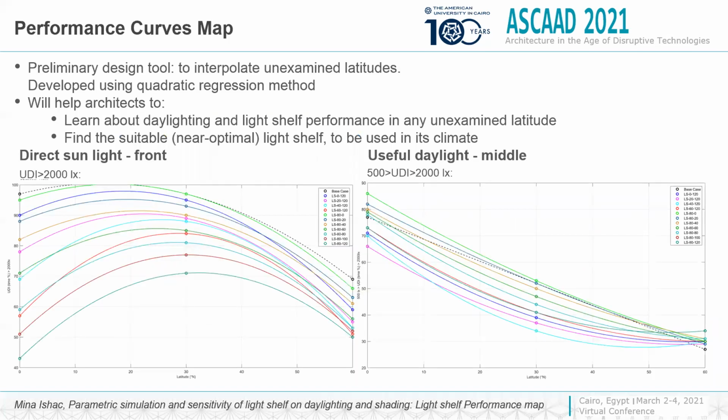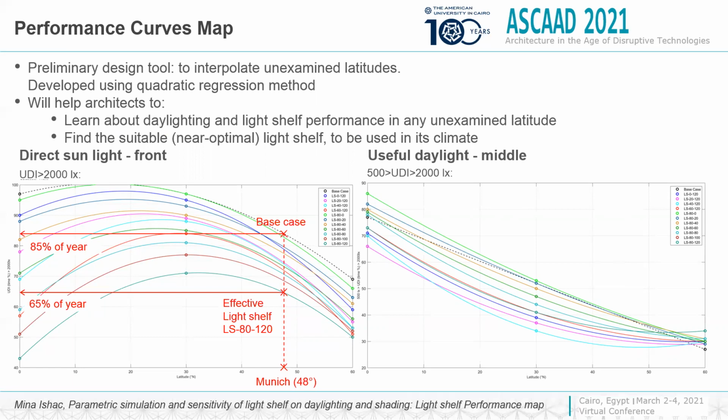The performance map developed in this work used the best fit quadratic regression method. We can see that the range of shading effectivity of all shelves is smaller as we go from the equator to the north, while the internal shelf could improve daylighting very slightly and does not play a role in shading. For example, here we have Munich with latitude 48 north, and we can reach an estimated value for the annual daylighting using this map, and moreover predict the effective light shelf or the most effective shading device used in this latitude.